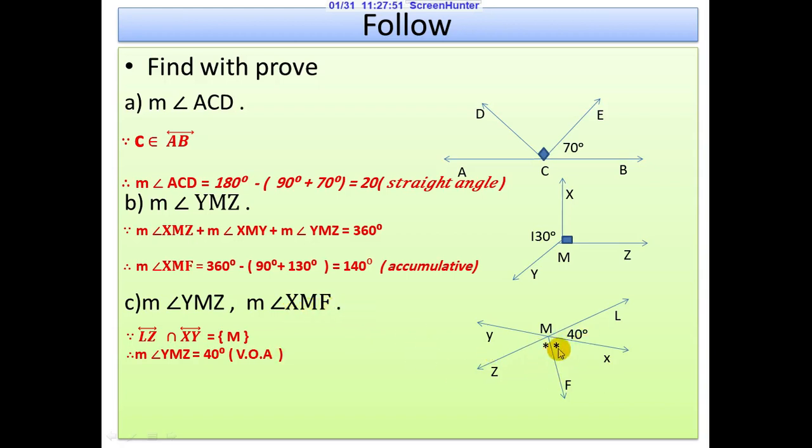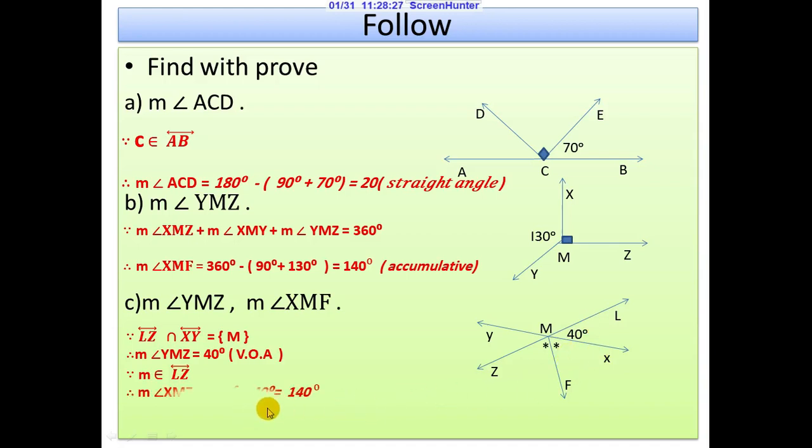We can solve it by many ways. We can use this straight line LZ, and we can find measure of angle XMZ as a first time, and dividing the result by 2 to find the measure of angle XMF. Okay, so we can write this: since M belongs to LZ, that means there is a straight line from downside here. Okay, so how to find this angle?